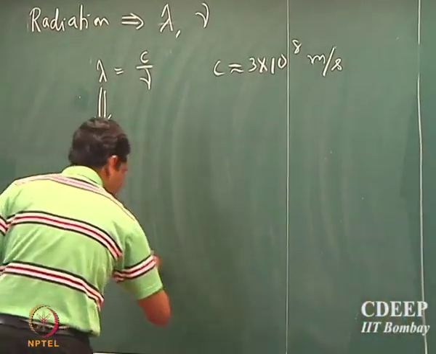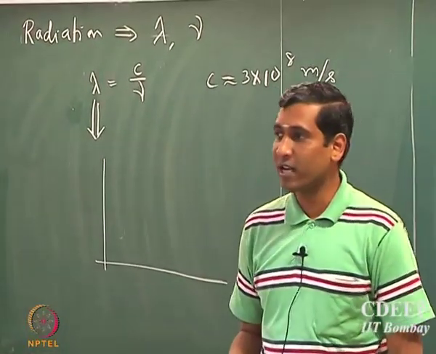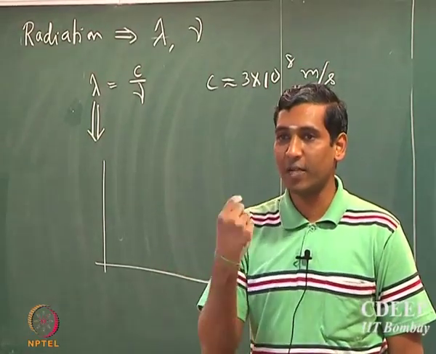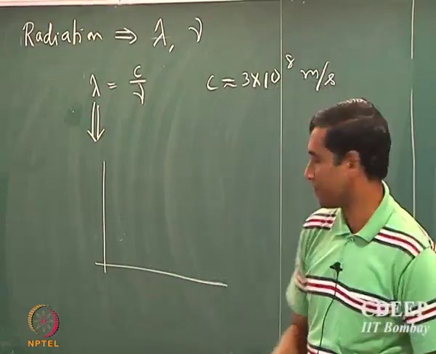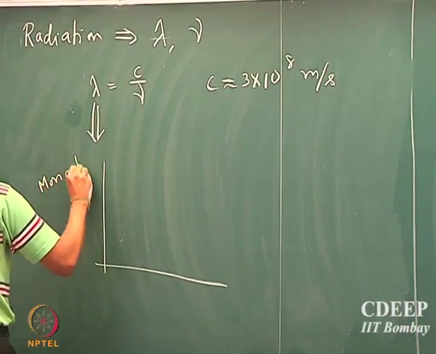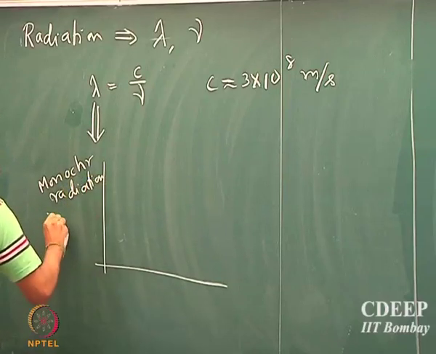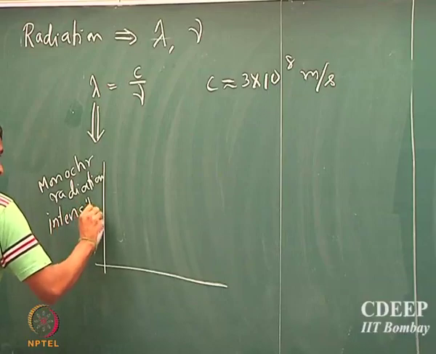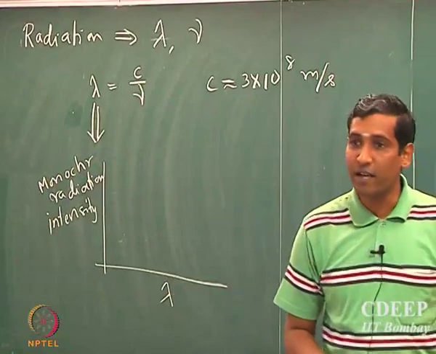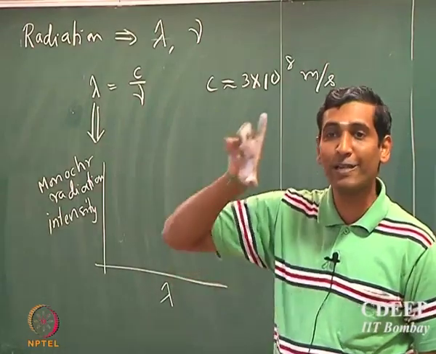So supposing I take a monochromatic radiation. When I say monochromatic, it means that the radiation is emitted at a fixed wavelength, a single color. So if I look at the monochromatic radiation intensity versus lambda, at a fixed wavelength, what is the intensity of the radiation emitted by a certain object in that wavelength.